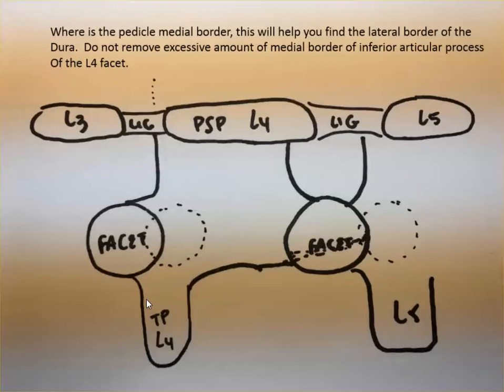So in my mind, I imagine where's the pedicle in this patient? And the reason why I want to find the pedicle is I know the pedicle is where the nerve root is. And the nerve root is usually the lateral border of the facet. I mean, lateral border of the dura. And so next step is you think about that in your mind. And so then the dotted line is where the dura should be.